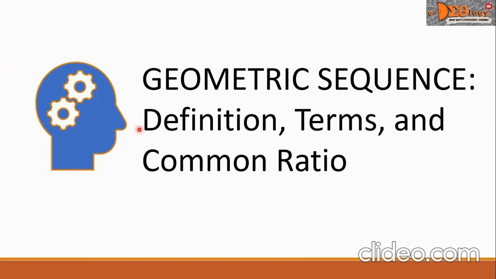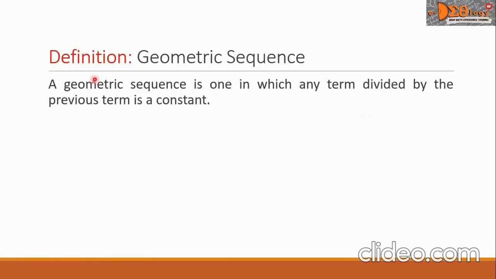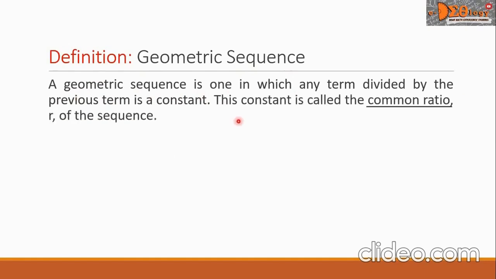Hi everyone. Today we're going to study the definition, terms, and common ratio of a geometric sequence. Let us define geometric sequence. A geometric sequence is one in which any term divided by the previous term is a constant. This constant is called the common ratio, denoted by r, of the sequence.